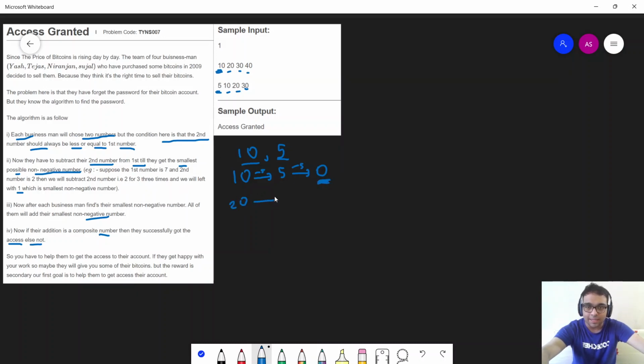Similarly, for 20, my second number is 10. So for 20, I can subtract 10, which gives 10. Again, I can subtract 10, and I get 0. So again, 0 is my non-negative integer.